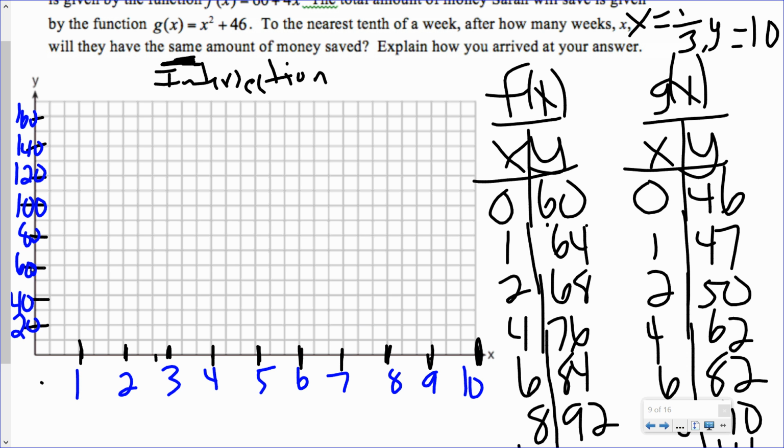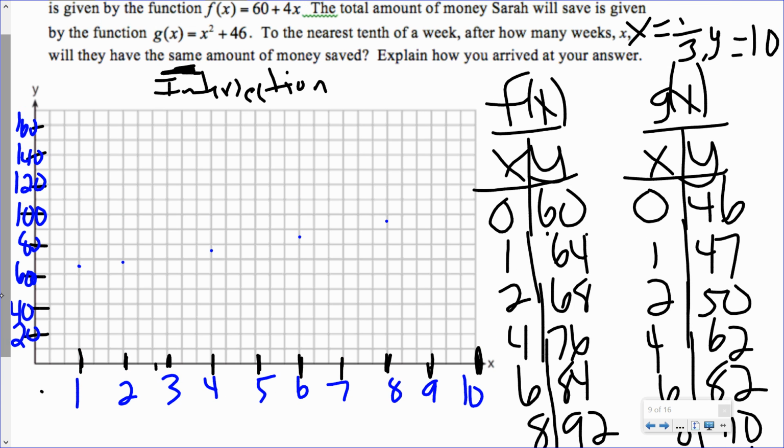0, 60. 1, 64. 64 is between 60 and 70, but closer to 60. 2, 68 is closer to 70. 4, 76 is a little bit less than 80. 6, 84 is a little bit more than 80. 8, 92 is a little bit less than 100. And the last point there was 10, 100.